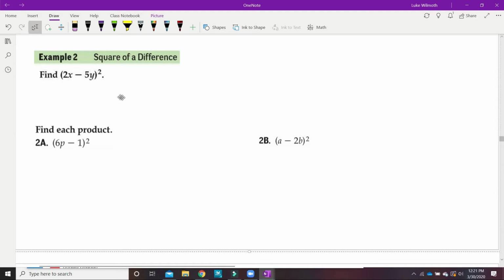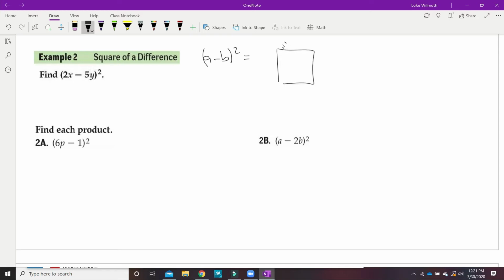Now we're going to look at a square of a difference. The square of a difference is honestly the exact same thing as long as you follow the rules of multiplying negatives. If you get confused with negatives, just type it in your calculator if that's what you want to do. So we're going to do the same thing as before. We have a minus b squared. In this case, though, I can draw a picture. A minus b, a minus b.